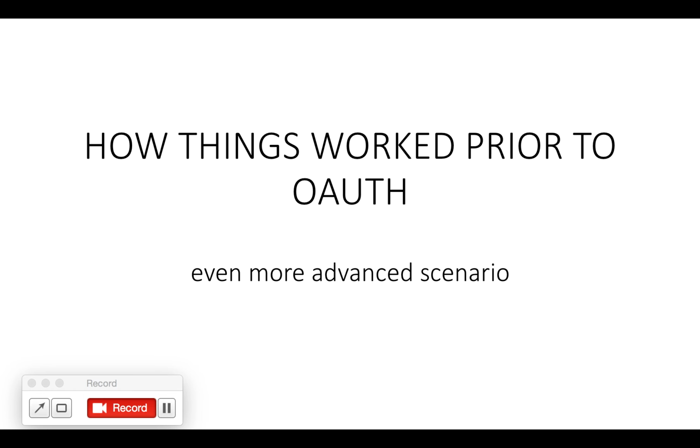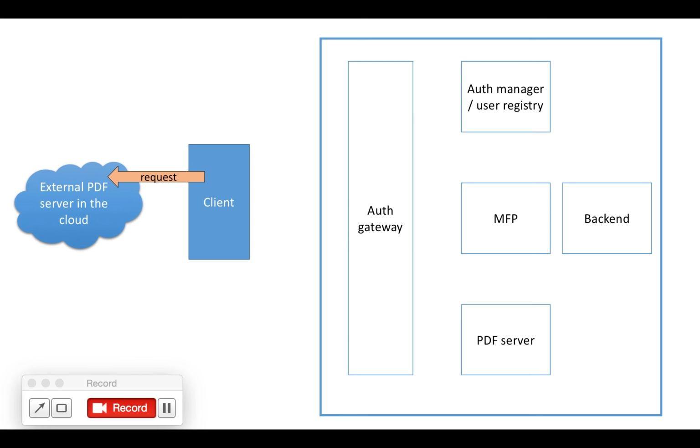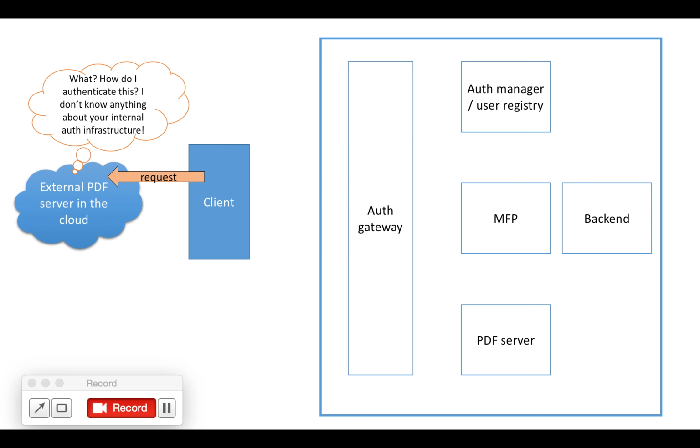Okay. Let's take a look at an even more advanced scenario. In this scenario, the client is trying to make a request to some external PDF server in a cloud. Today cloud infrastructure is evolving really fast, and having some services in the cloud is actually a valid solution for some cases. So let's assume the client makes a request to the external source in the cloud, right? This external server is absolutely external. It doesn't have any connectivity to your internal security infrastructure.